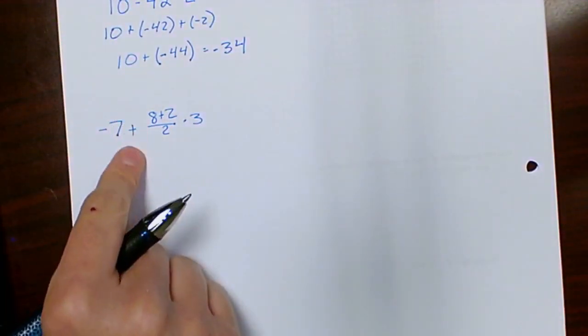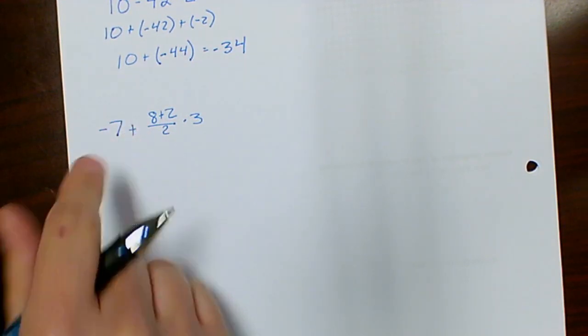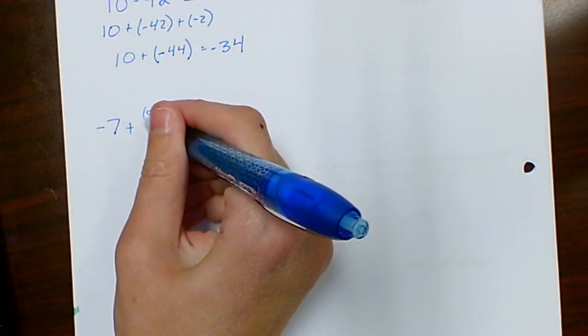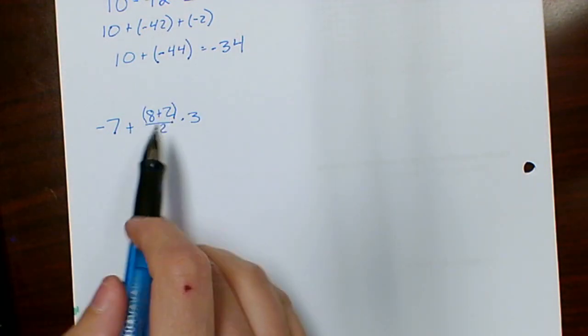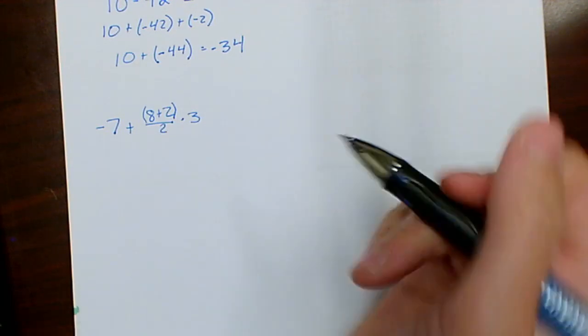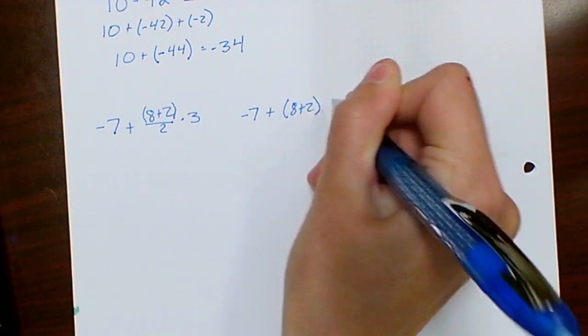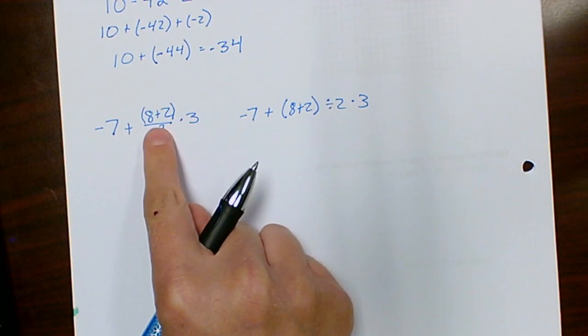Okay, we have what appears to be a fraction, which is actually a division problem. And technically, in a fraction, the numerator and denominator are in parentheses. We just don't normally write parentheses around them, but if we were to write this linearly, it would have to go 8 plus 2 divided by 2 times 3, where you have to do the 8 plus 2 first.